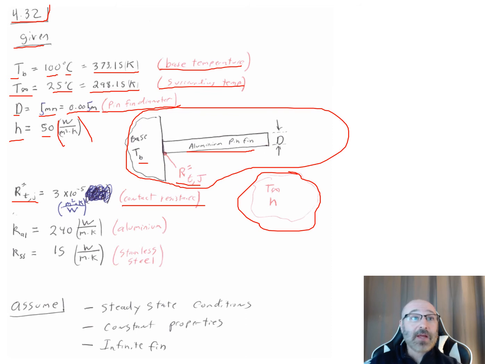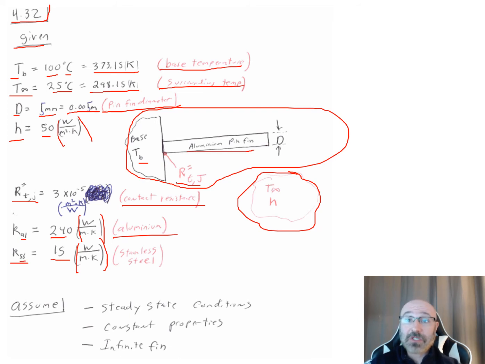Then I have my k value for my aluminum right here, if I'm dealing with aluminum. And this is 240 watts per meter times Kelvin. And I have my k value for my stainless steel as 15 watts per meter times Kelvin. So pay attention to our indices: for aluminum, sub AL. For stainless steel, it's a sub SS right there.